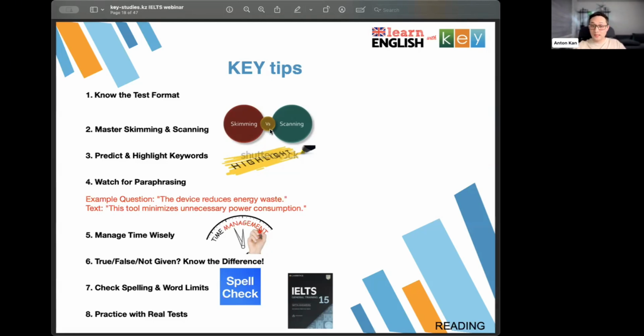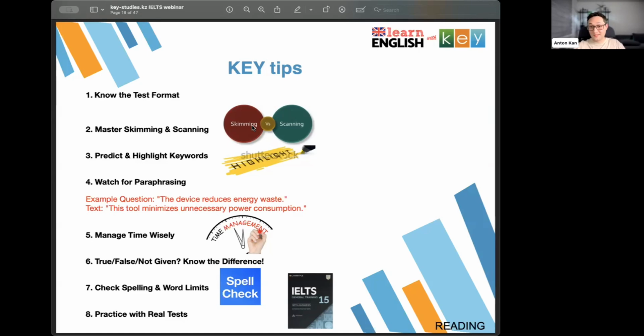Try to predict and highlight keywords. Underline keywords in questions. Once again, like names, dates, places. Think of some synonyms. For example, the synonym to the word benefit is advantage. Predict answers before searching the text. If you try to predict the answers, that will not help you to write the correct answer, but it will help you to locate the information faster.